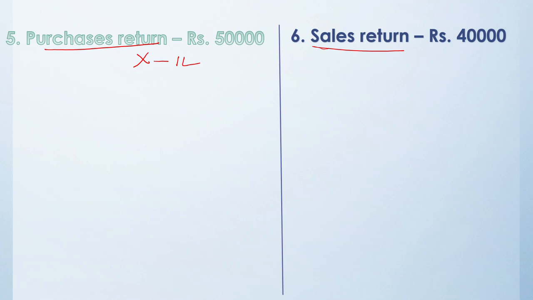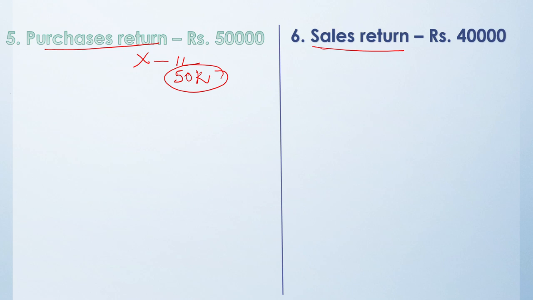X, right? Now what happens? You're identifying that it is defective. 50,000 worth goods are defective. So you want to return those goods back to Mr. X. So this is called as purchases return. You're returning the goods that you have in your factory back to the suppliers because it is defective, right? So let's construct the journal entry here.